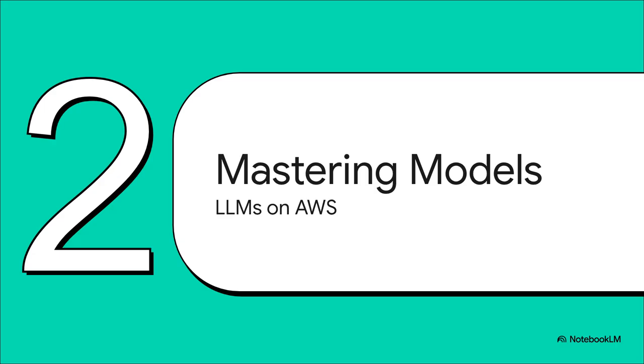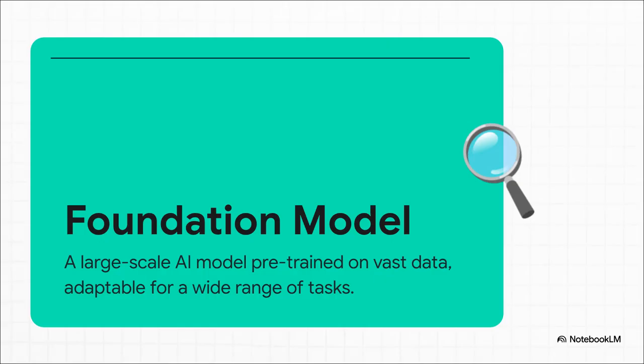Okay, so once we've got that foundation locked in, it's time to talk about the main event, mastering foundation models. These are the huge, powerful LLMs that are really the engine behind everything we're going to build on AWS. So what is a foundation model? Think of it as a massive, general-purpose AI brain. We're talking about the big names here, like Claude from Anthropic or Llama from Meta. They've been pre-trained on just an insane amount of data, so they have this incredibly broad understanding of language that we can then tap into and shape for our own needs.